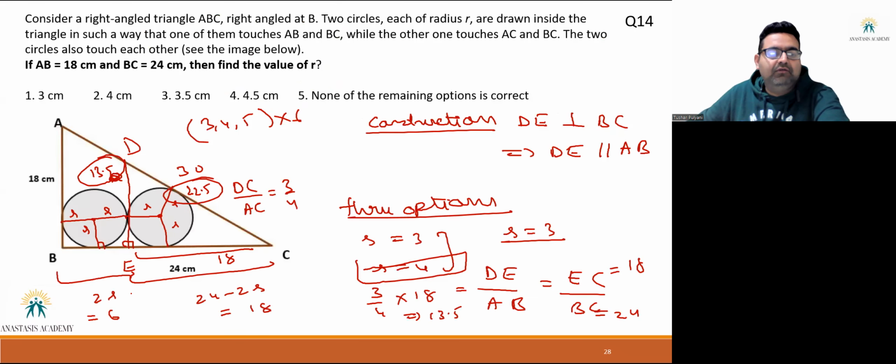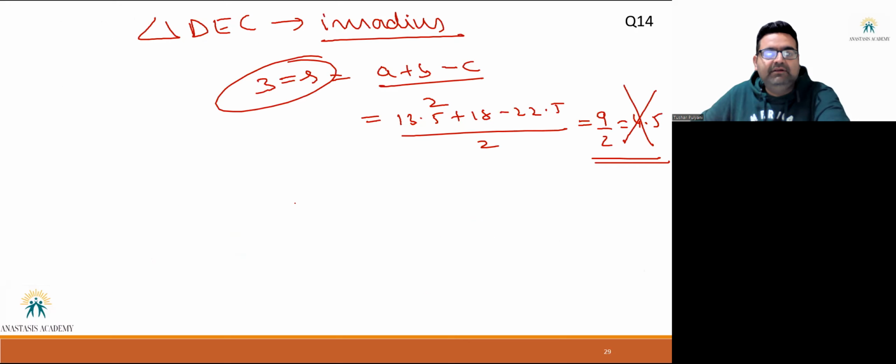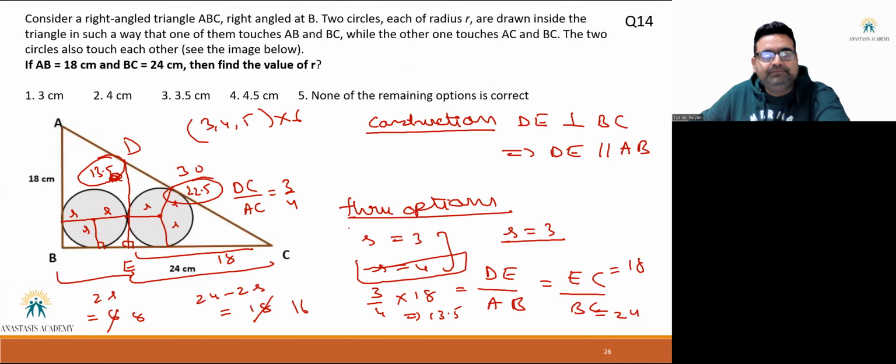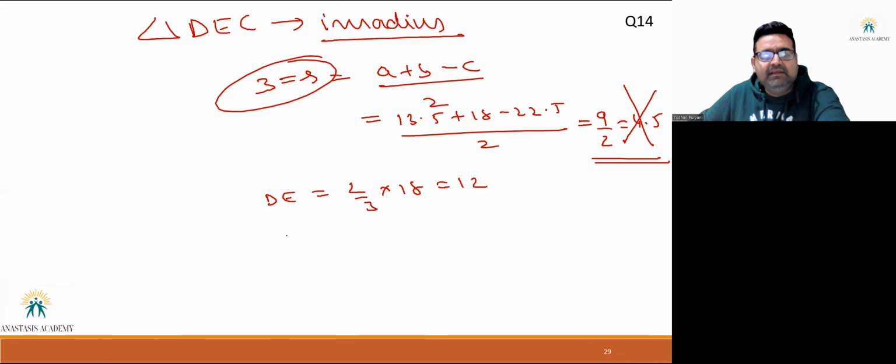Now R equal to 4, when you will try, this will become 8. This will become 16. Now the ratio is 16 by 24, which is 2:3. So DE will be 2:3 of 18, which is 12, and DC will be 2:3 of the entire length 30, which is 20.